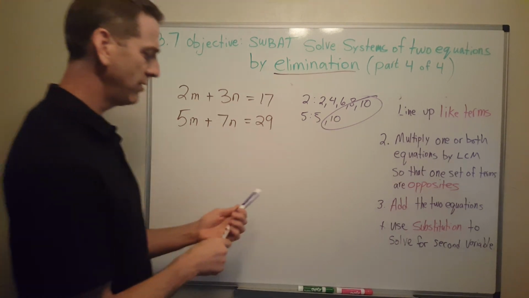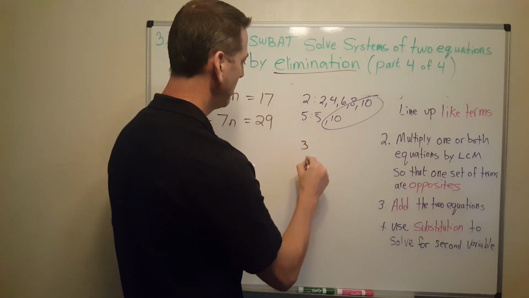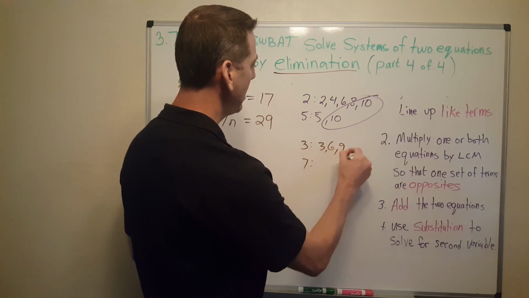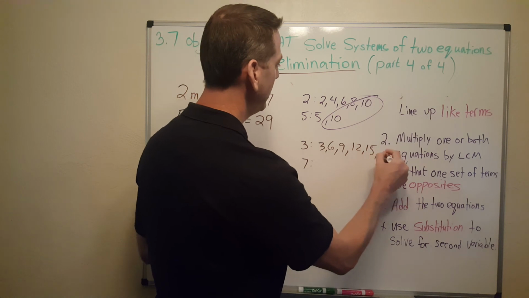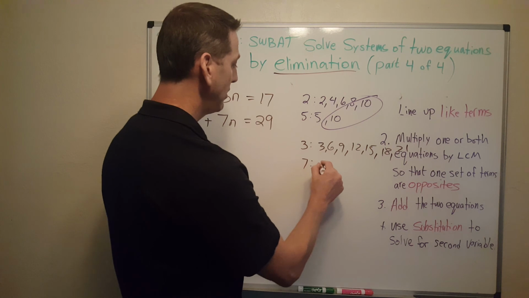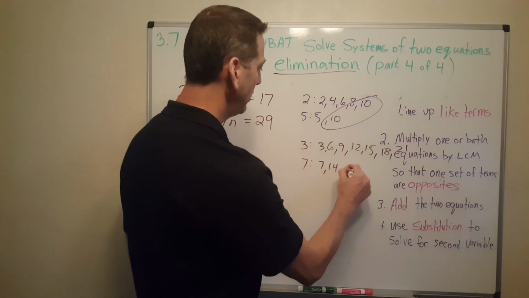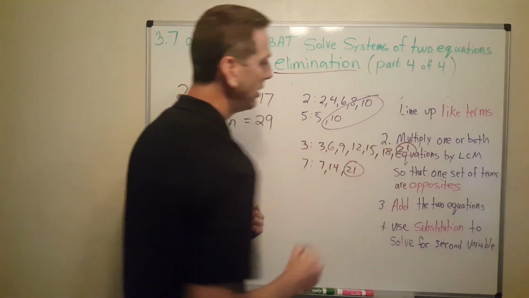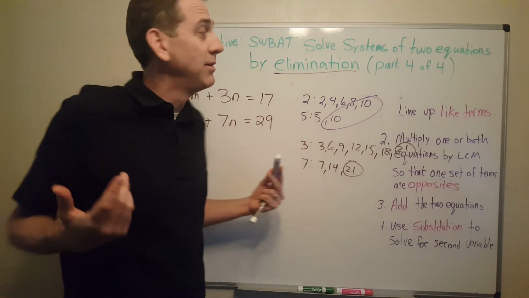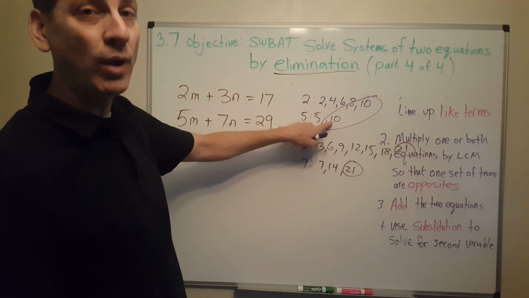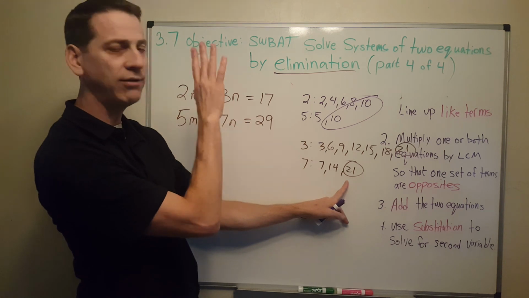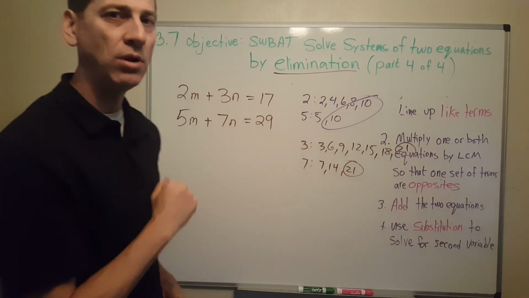How about 3 and 7? What's the least common multiple there? Well, 3, 6, 9, 12, 15, 18, 21. 7 is 7, 14, 21, my least common multiple. Right? So I don't know about you, but I like smaller numbers. So I think 10 is going to be the easier way to go. Now you could do this, right? You could work with the n's. Totally fine. I'm going to go with the easier one though.